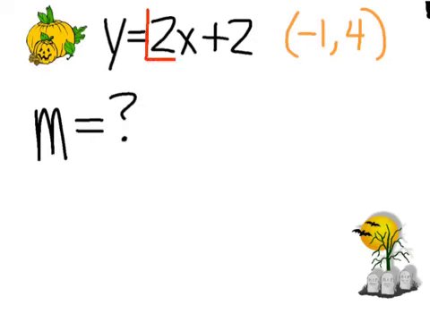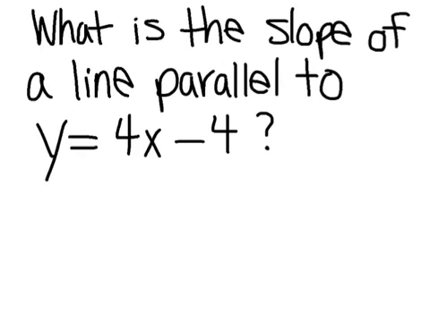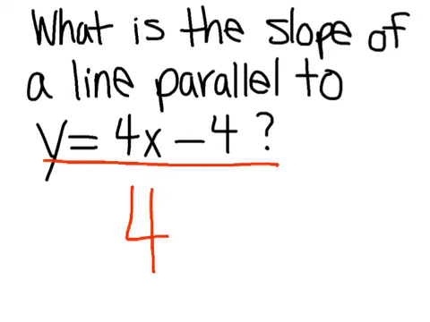So what's the slope for this line that we're trying to find? 2. That's right. If this line is parallel to the line that we're trying to find, the slopes are going to be the same. So our slope is going to be 2, because slopes of parallel lines are equal. Walk by alert. What is the slope of a line parallel to y equals 4x minus 4? If the lines are parallel, what's our slope going to be? 4, that's right.